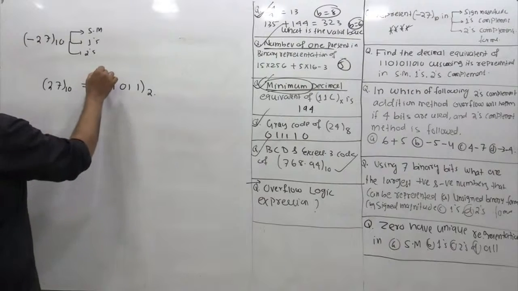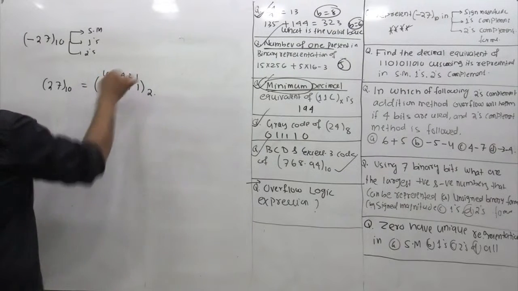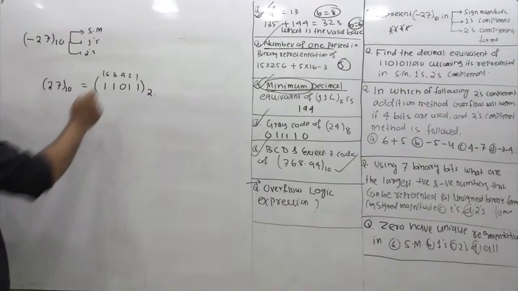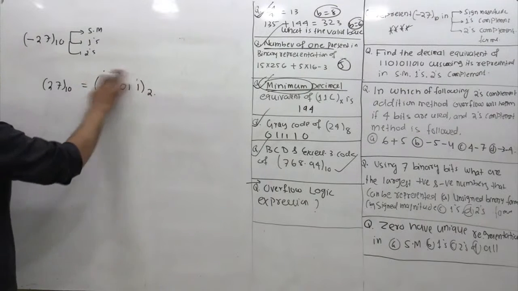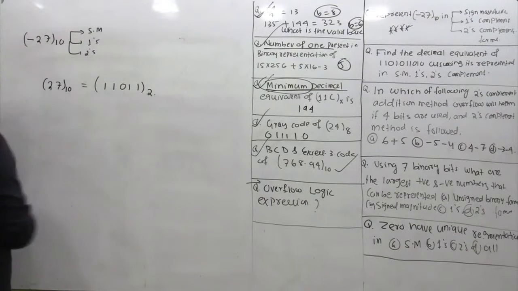You know this, right? 16, 8, 4, 2, 1. If you add the weights, 16 plus 8 is 24, plus 2 is 26, plus 1 is 27. So this is the binary equivalent of 27.